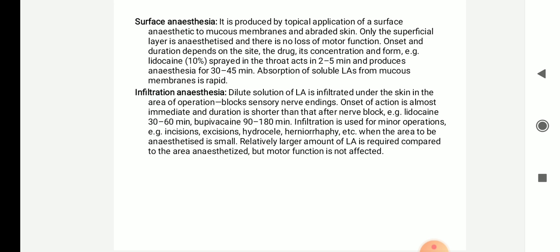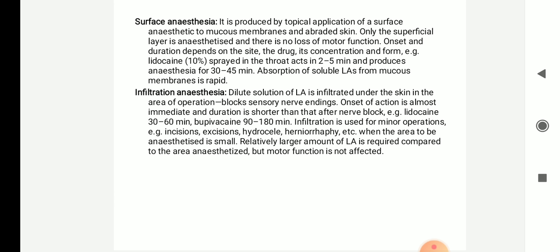So next is the infiltration anesthesia. A dilute solution of local anesthetic is infiltrated under the skin. When injected, it will filter and enter inside your skin in the area of operation. It will block the sensory nerve endings. Onset of action is almost immediate and the duration is shorter than after a nerve block. For example, lidocaine will act for 30 to 60 minutes, bupivacaine 90 to 180 minutes.